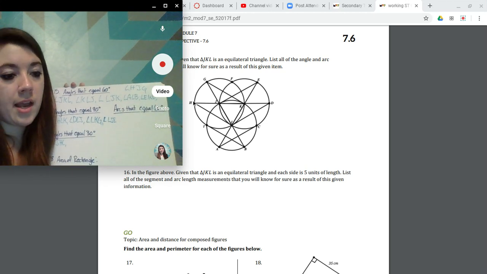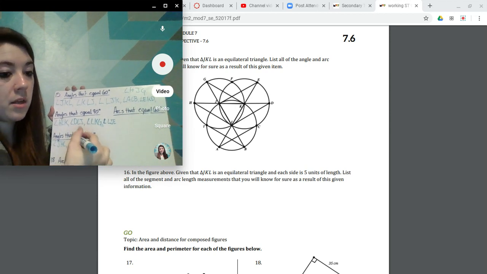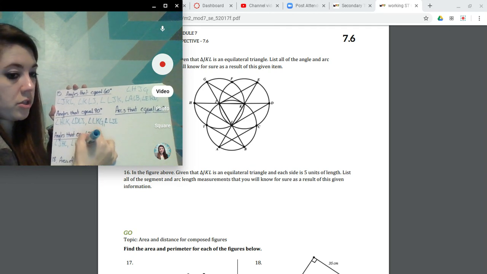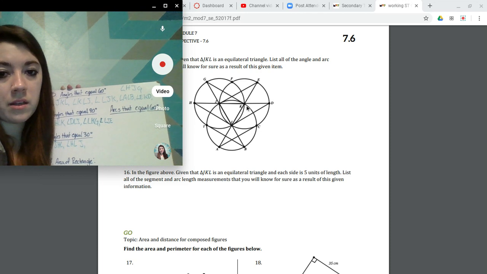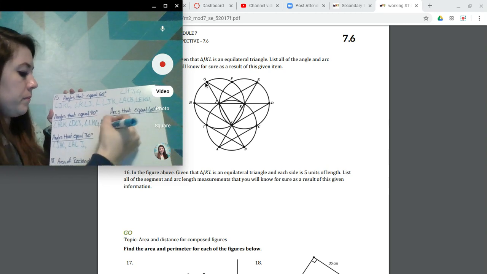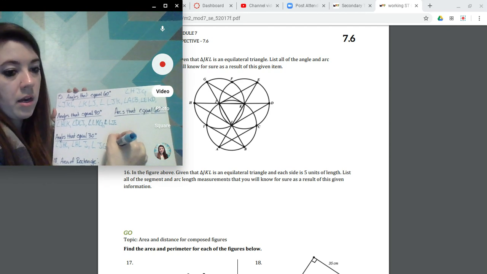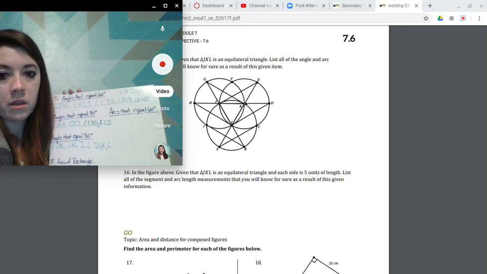And angle HLJ. So isosceles triangles, remember the base angles are always going to be the same. So angle HLJ. So then JGK is going to be 1, same as JKG is going to be 1. So angle JGK and angle JKG.